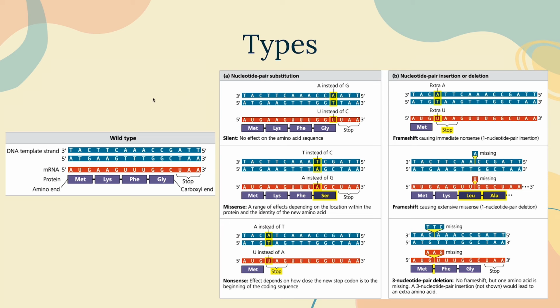And here's just a visual representation. So if this is our normal mRNA and our normal protein, and we had a substitution that substituted an A instead of a G right here, then we end up with a U instead of a C in our mRNA. Although that changes the mRNA, we're still coding for a glycine, so there's no effect on the amino acid sequence.